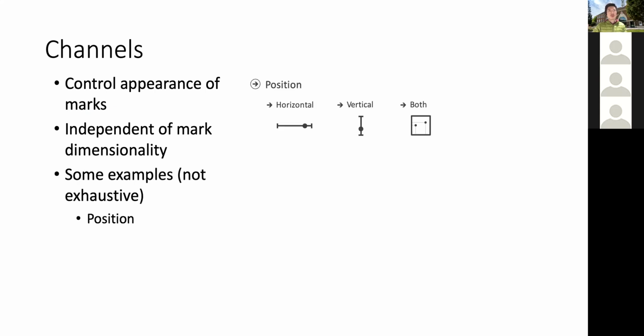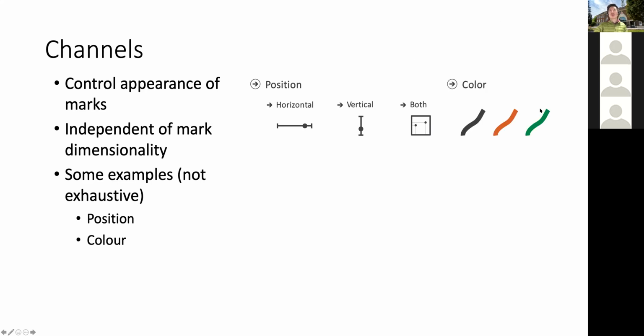Okay, so one possible channel is the position. You can have vertical position of your mark, in this case a point, horizontal position, or use both. In many cases, you can use a horizontal channel to represent one attribute, for example sales, and vertical position as the second channel to represent another attribute, for example profit. Using these two channels, you can represent two attributes. And you can use color.